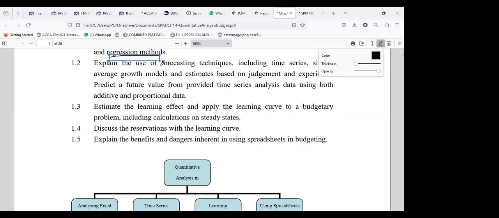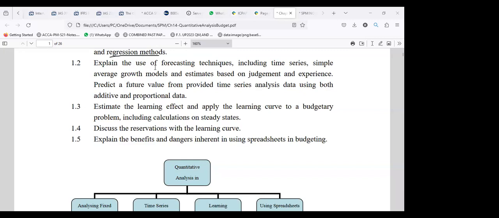Then explain the use of forecasting techniques, including time series. I saw there was a question asking the benefits of time series, simple average models, and estimates based on judgment and experience, predicting the future, and predicting future values from provided time series analysis data using both additive and proportional data. Then estimate the learning effect and apply the learning curve to a budgetary problem, including calculation of steady state.